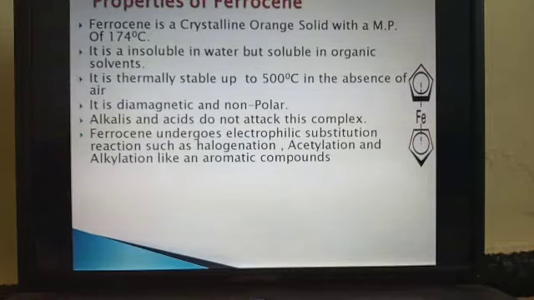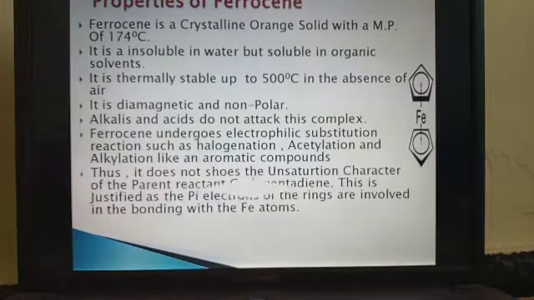Ferrocene undergoes electrophilic substitution reactions such as halogenation, acetylation and alkylation by an aromatic compound. That indicates it doesn't show the unsaturation character of the parent reactant cyclopentadienyl. This is justified as the pi electrons of the ring are involved in the bonding with the iron atom. So ferrocene means an iron bonded to two cyclopentadienyl rings.